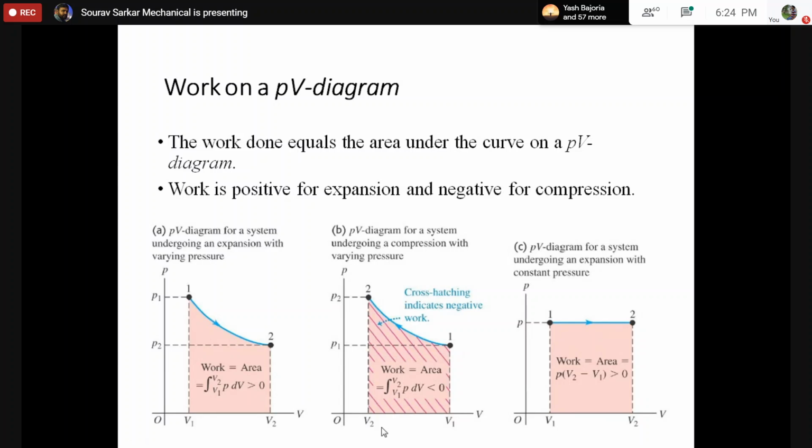There can be a process where the pressure remains constant. If I see the third figure, it is moving from point 1 to 2. The area under this rectangle is defined as positive work because the initial volume is low and the final volume is high. So whenever a system is expanding, or the system is doing some work on the environment, this work is considered positive. But if the environment is doing work on the system, this work is considered negative.